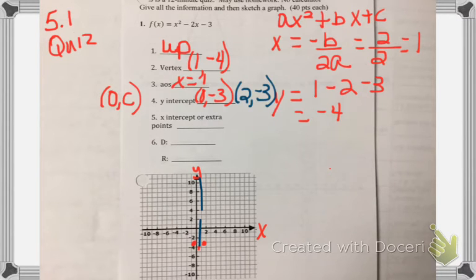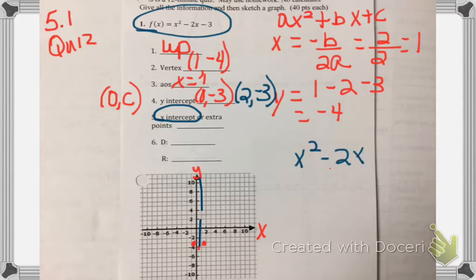Your extra point or x-intercept. Always try to get your x-intercept. To get your x-intercept, you put the equation equal to 0. So I'm going to put x squared minus 2x minus 3 equal to 0. And then you factor and solve.